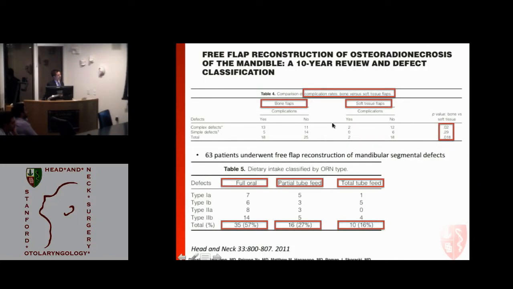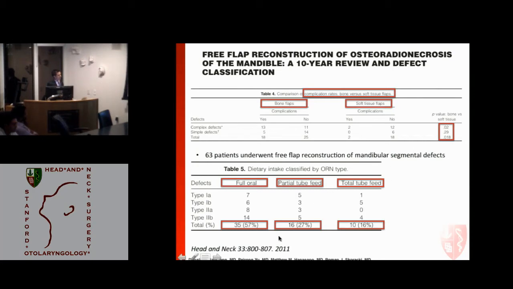And this is another study of a large case series, 63 patients over 10 years who were treated with free flaps for treatment of ORN. This is from MD Anderson. This was published a couple of years ago, and it basically showed a couple of things. Bone flaps tended to result in more complications than soft tissue flaps, which is a little more technically difficult, the insetting, the placement of the skin panel. Skin panel may be a little more tenuous.